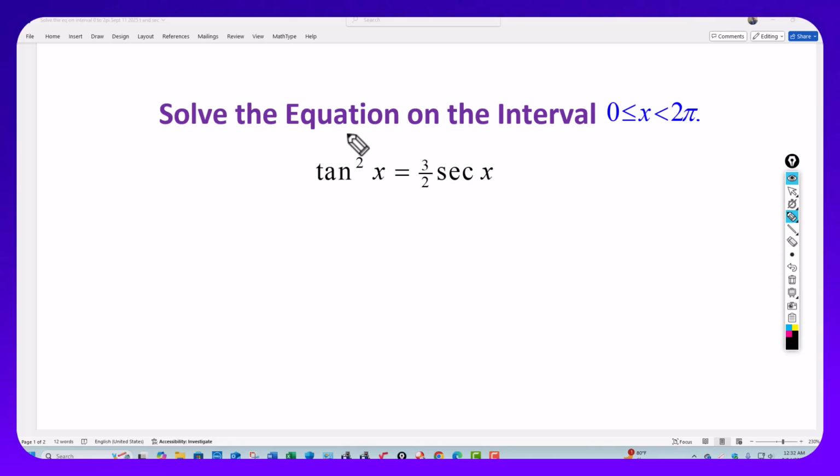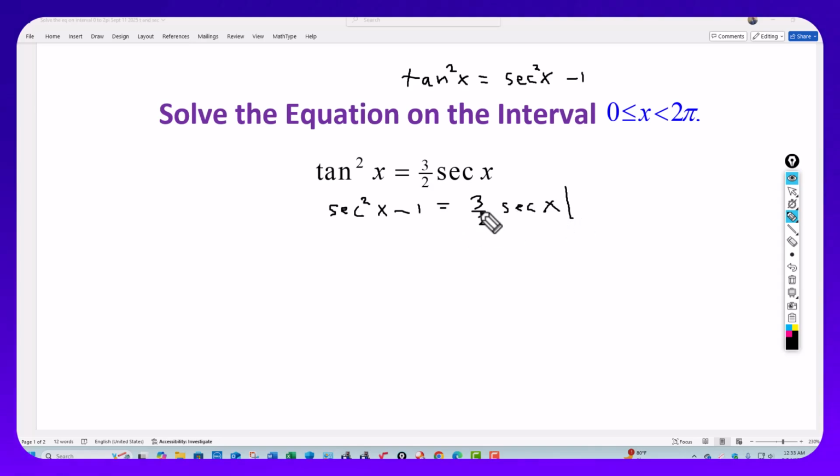In this case, I have a Pythagorean identity that states 1 plus tangent squared of any angle, here we're dealing with x, is equal to secant squared of that same angle. That means I can replace this tangent squared. I take the 1 over to this side, then I got tangent squared of x is equal to secant squared of x minus 1. So we can replace this tangent squared by secant squared of x minus 1.